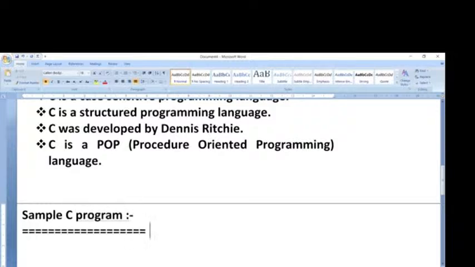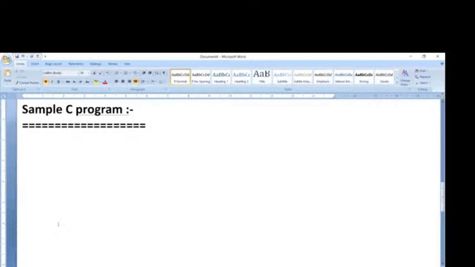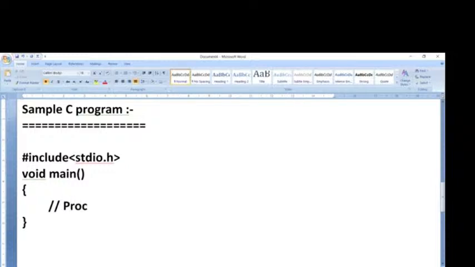Now the next point is how to write a sample C program. Whenever you want to write a program, in the first line you need to write hash include stdio.h. After that, we need to write the main method, void main. Between the two curly brackets, you need to write the solution to the program. That solution is called processing statements. It is about the sample C program.